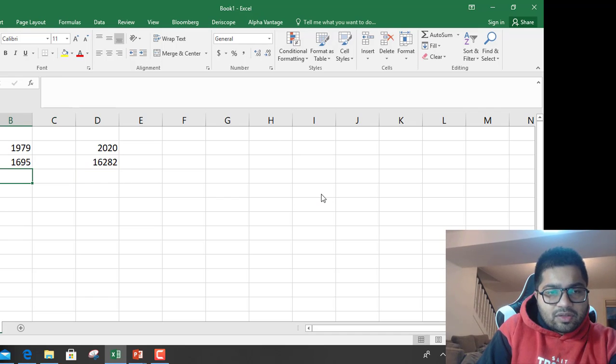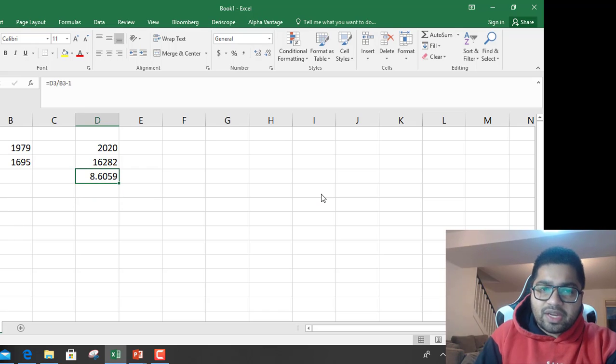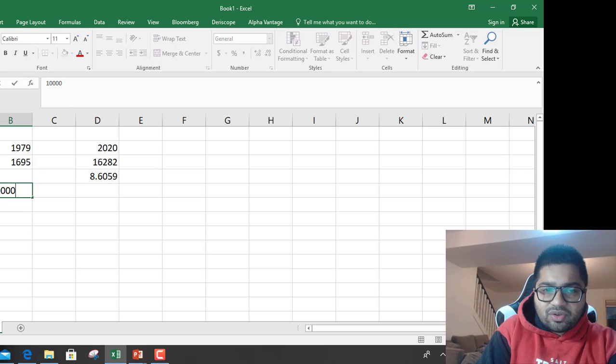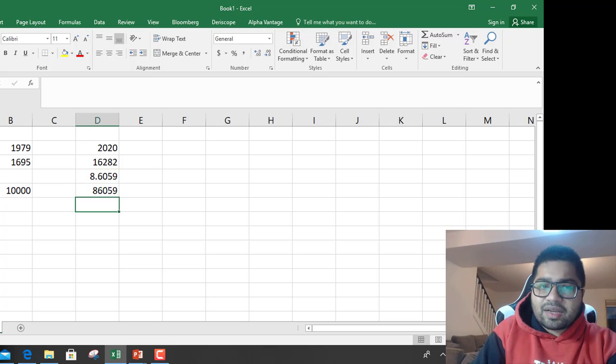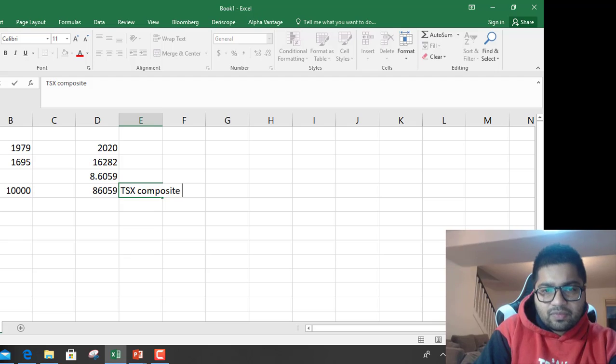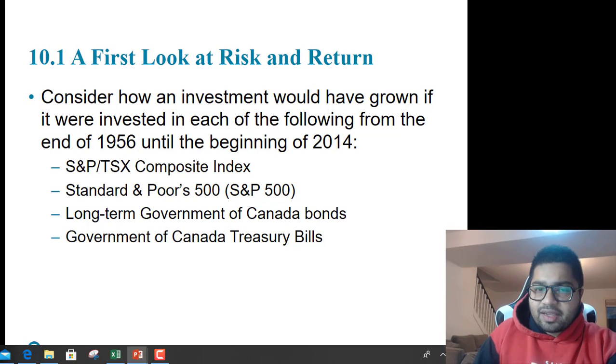So how much has it grown? How do we find it out? Final value divided by initial investment, minus 1. So it has grown 8.60 times. If you had invested $10,000, that would be right now $86,000 in the TSX Composite, which is a broad market index for Canada.